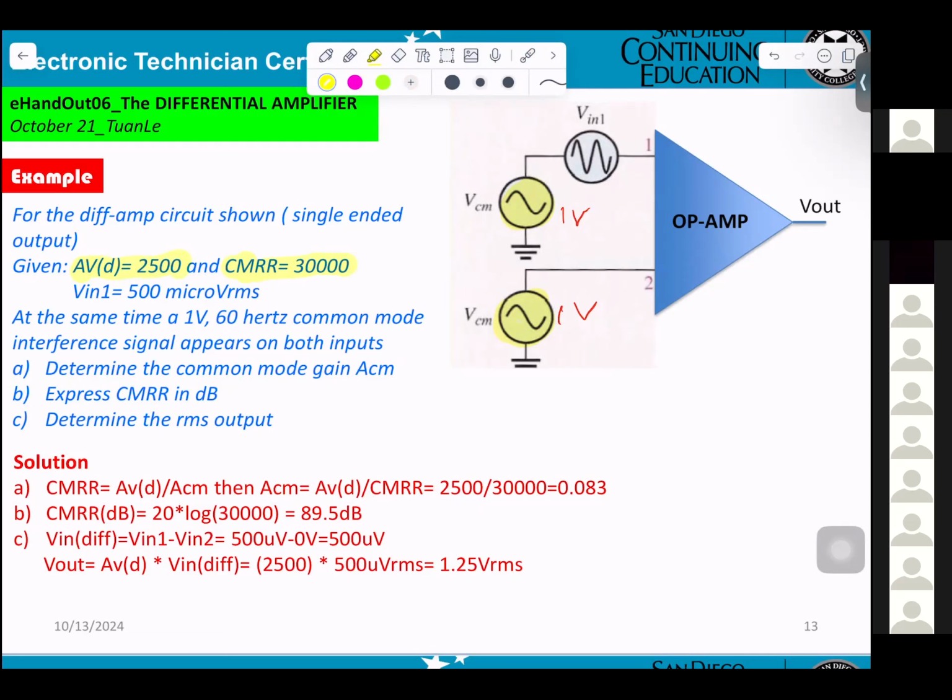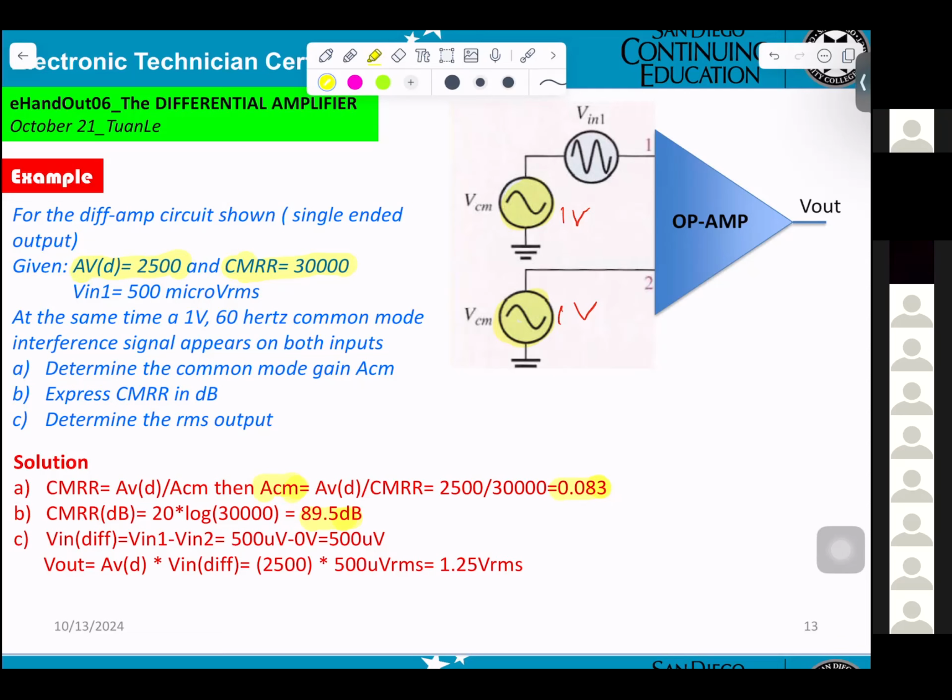Okay, so that's why you can get 0.083. That's for ACM. Then they say express CMRR in dB. Then using the formula CMRR = 20 log 30,000, they give you 89.5 dB.